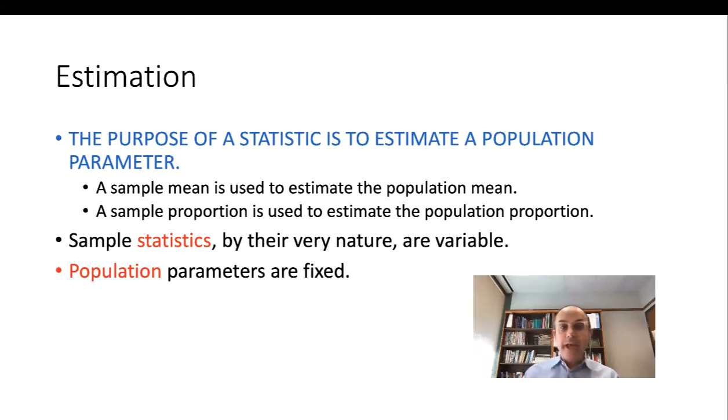So estimation uses a statistic to estimate the population parameter. The sample mean is used to estimate the population mean. The sample proportion is the estimate of the population proportion. In statistics, the statistics are the variables and the parameters are the fixed values.